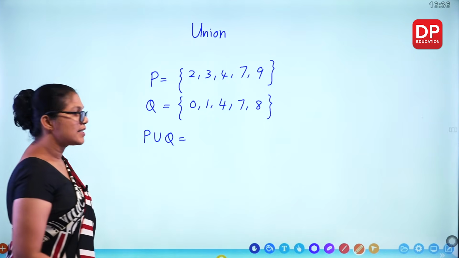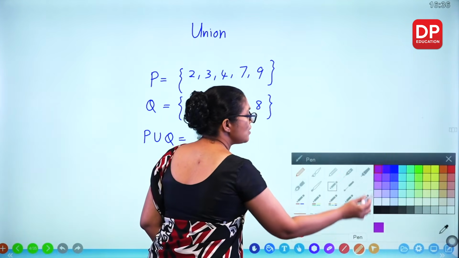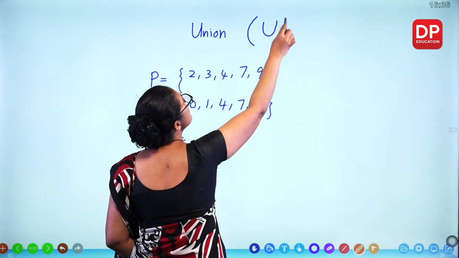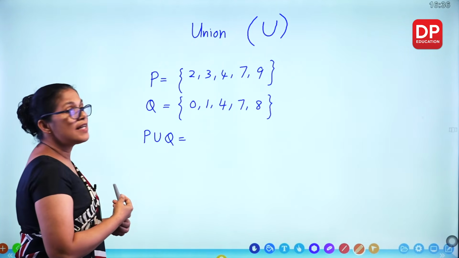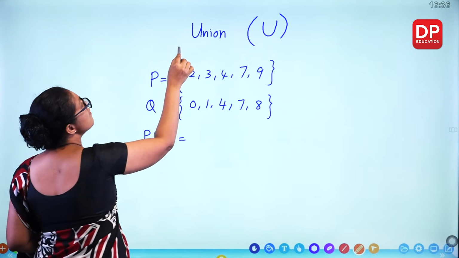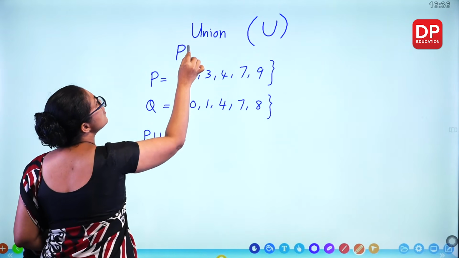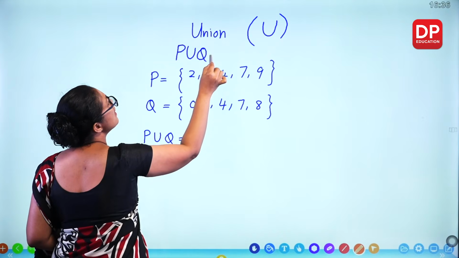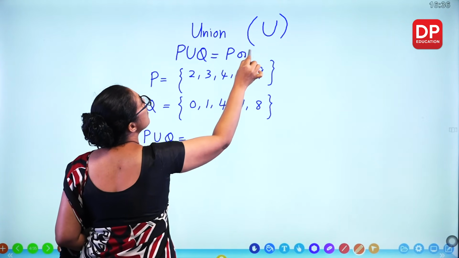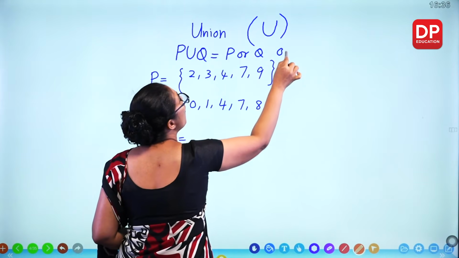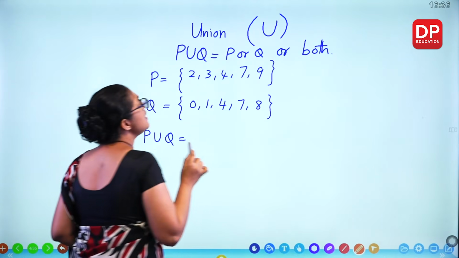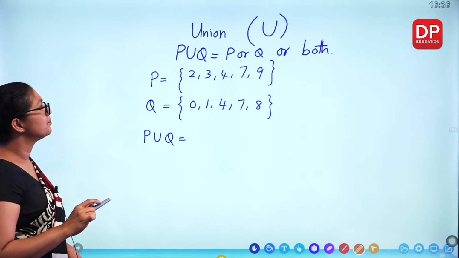Now we'll take what union is. What's the symbol first? U, like this. If there are two sets P and Q, we say P union Q is P or Q or both. We have to take all elements in P and Q.